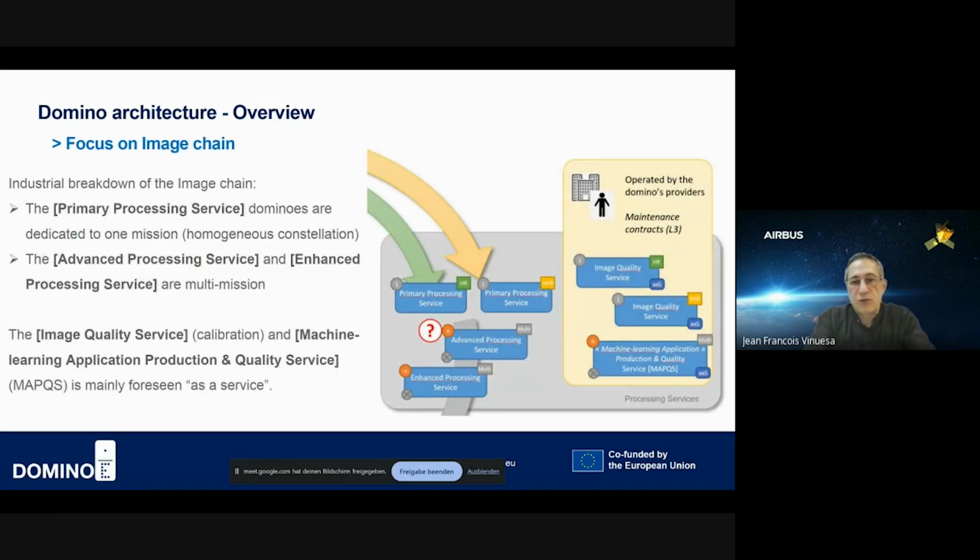And then after, when you have your order of acquisition that is up to the satellite, and your payload is detecting the image, the satellite is going to send it back to Earth.